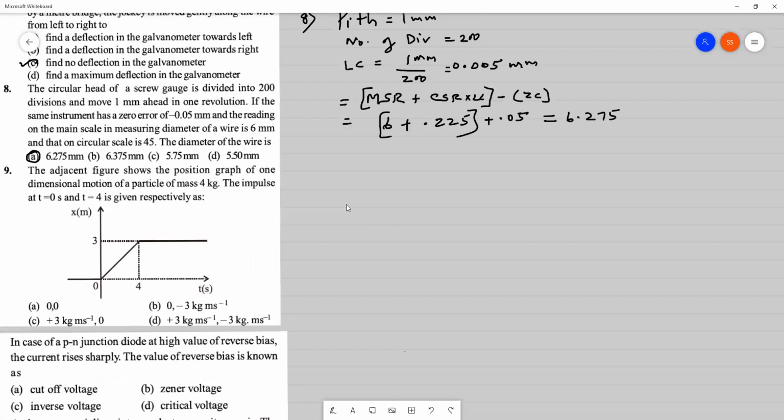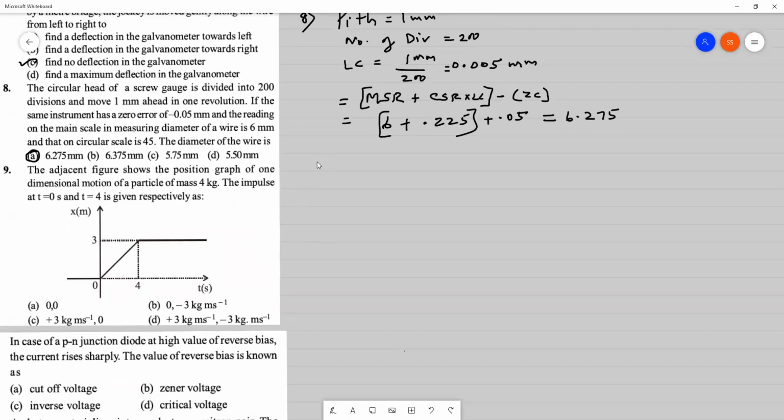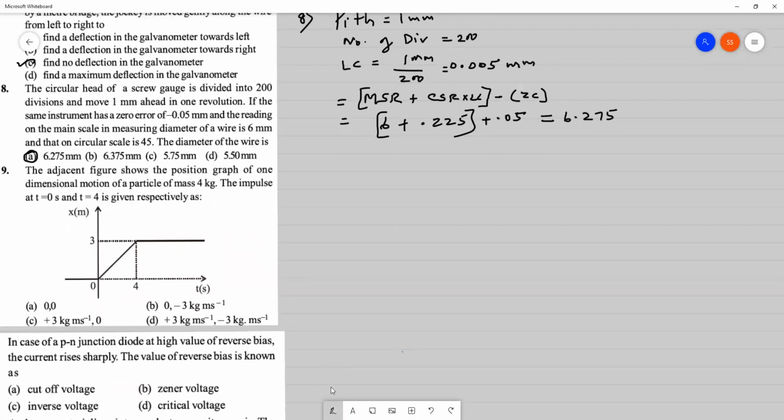Question number 9 reads: the adjacent figure shows the position time graph of a one-dimensional motion of a particle of mass 4 kg. The mass is 4 kg. The impulse at t is equal to 0, at this point, what is the impulse? Because here the position time graph is a straight line, parallel to the x-axis, that is the time axis.